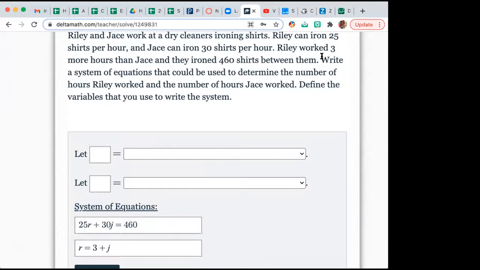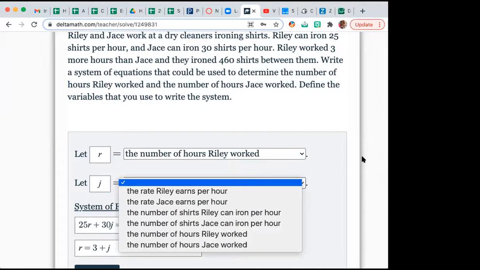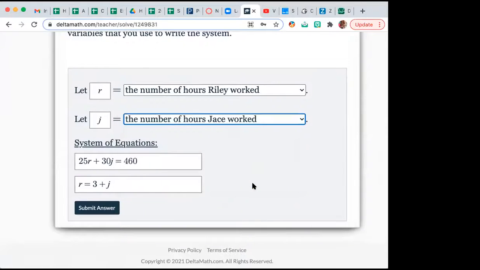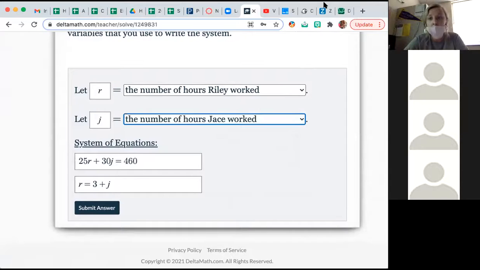So y'all look, read the question now. It says, write a system that could be used to determine the number of hours. So your R stands for the number of hours for Riley. The question asks you for the number of hours, so that's what your variables have to stand for. Do we understand that? Okay, so R should have been the number of hours for Riley. And which one am I going to pick for J? Let me scroll so y'all can see. The number of hours Jace worked. Very good, Gwyneth. Whoever needed 12, did this help? Okay, if you struggled with 11 and 12, that's totally fine because that's what we're doing today.